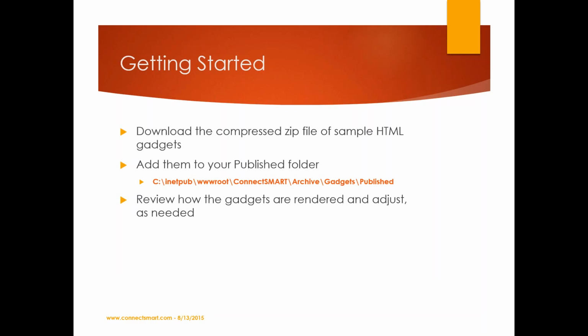So to get started, one thing I recommend that you guys do rather than starting from scratch, go ahead and grab the zip file of the sample HTML gadgets. You'll add them to your published folder and just review what's in the gadgets as is and see where different usernames, Twitter names, things like that can be swapped out, and you can just reuse the same ones that are already there. But it'll also give you an idea of what you need to do to create them from scratch. So I definitely recommend taking a look at the samples. It's going to make it a lot more clear what you need to do to create your own.